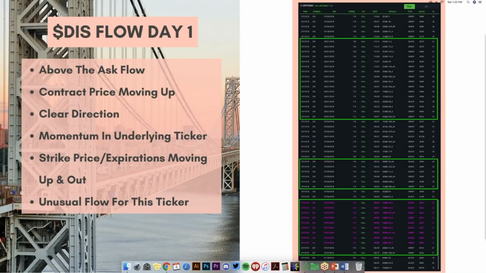So we got clear direction on the flow. We got the contracts moving up. You don't want to see them sitting there flat because then, okay, they're just buying something that's not even moving. So we're looking at everything in this puzzle. Plus we just never see flow in Disney, just never see Disney flow. So that was another thing that was unusual for us. So not only was the flow unusual, so was the ticker. And Maria, you want to hit the next Disney day?